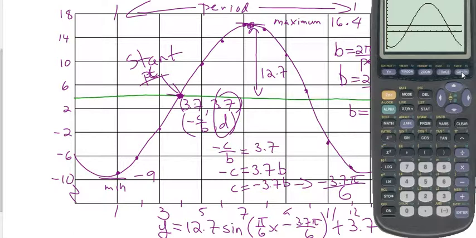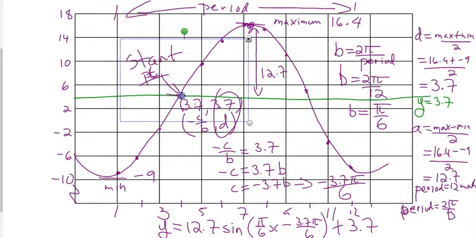So we have a model of a sinusoidal function based on some real life data. We did it by graphing a scatter plot, finding the max and the min, using that to get the D value and the A value. We found the period from the graph. We used that to get the B value. And we found the starting point of the graph by finding where the graph intersects the midline and the graph is going up. And we used that to calculate the C value.